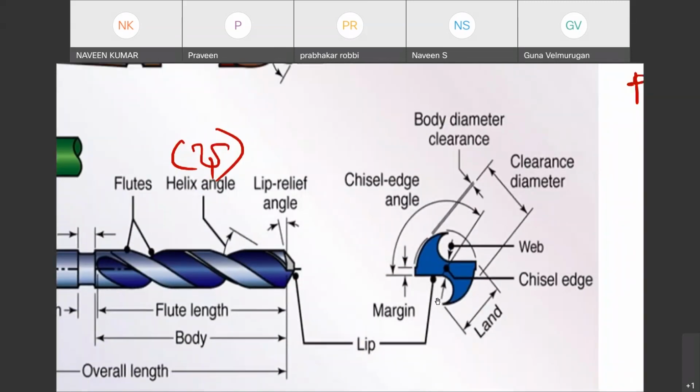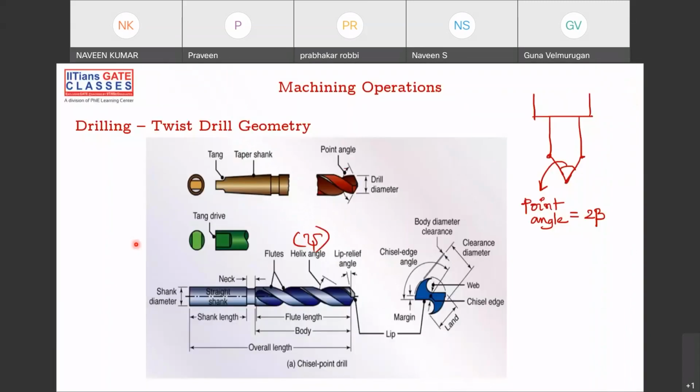And if you see from the top view, or from the front view here, this is where all the detailed geometry of your drilling bit is shown. If you have held a drill bit in your hand, then you should have appreciated this. It has so many complicated geometries, and each and every geometry is very important for proper drilling. Okay.